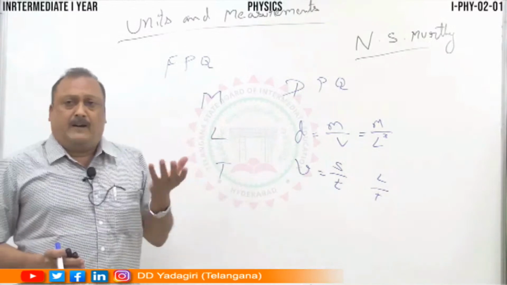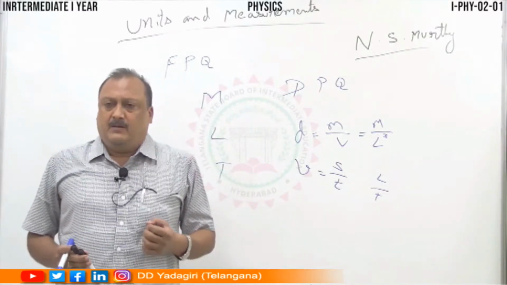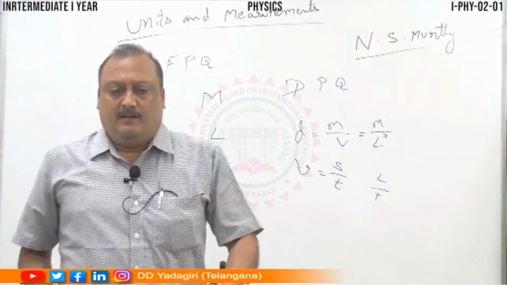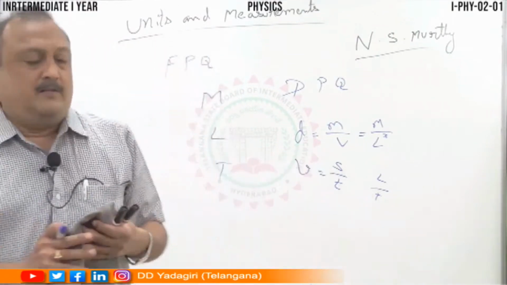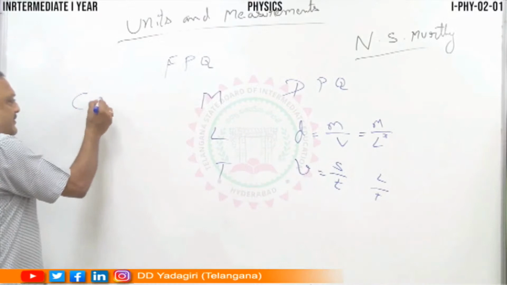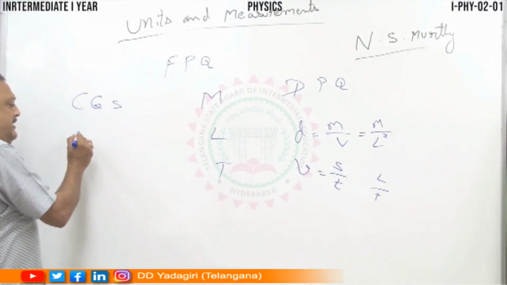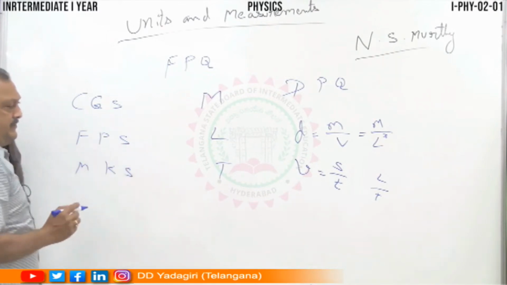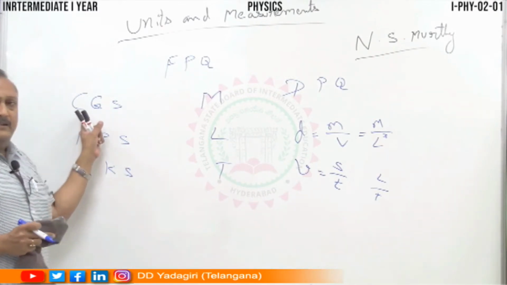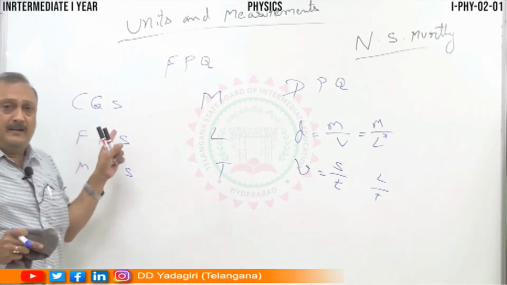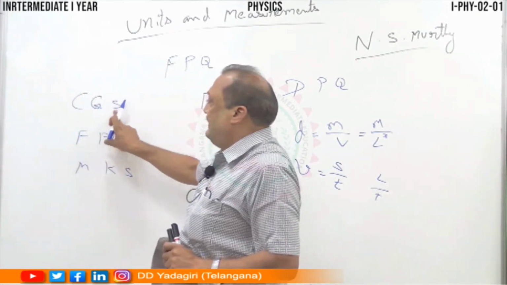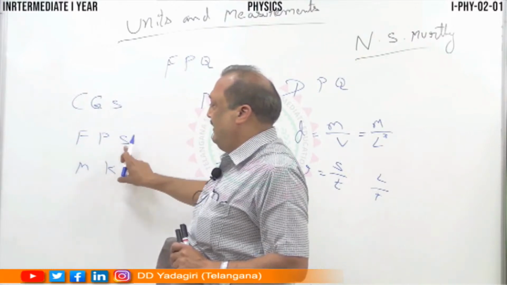To measure fundamental physical quantities, there are three systems. Number one, CGS system. Second one, FPS system. And third one, MKS system. Here C stands for centimeter, that is unit of length. G, gram. S, second. Foot, pound, second.